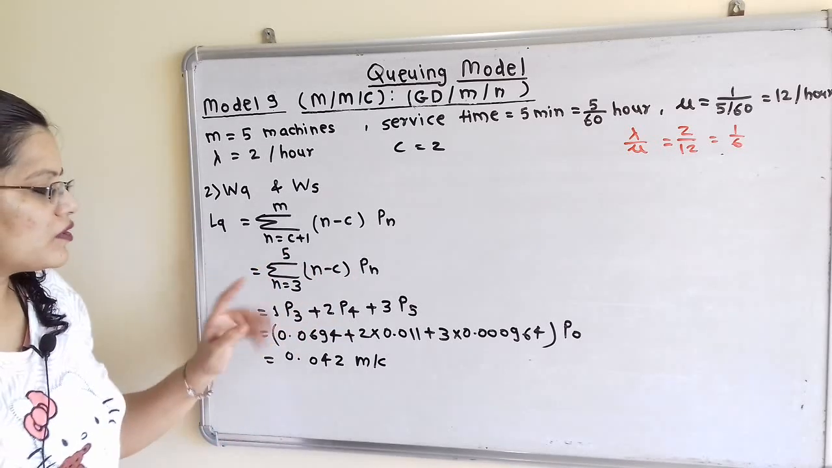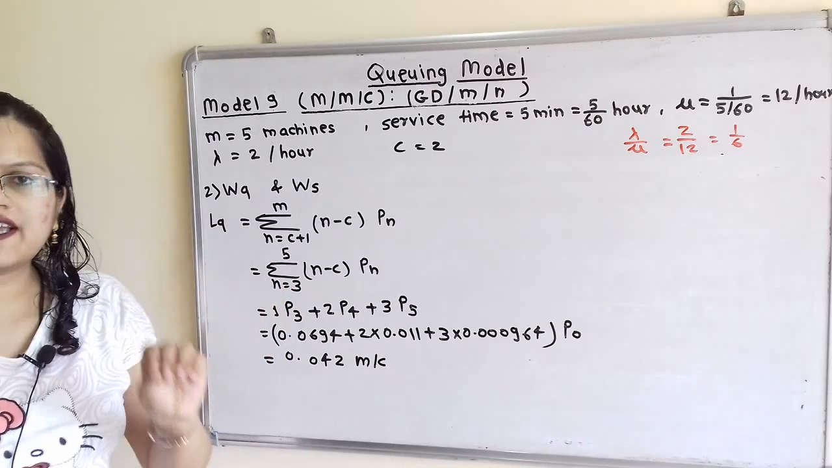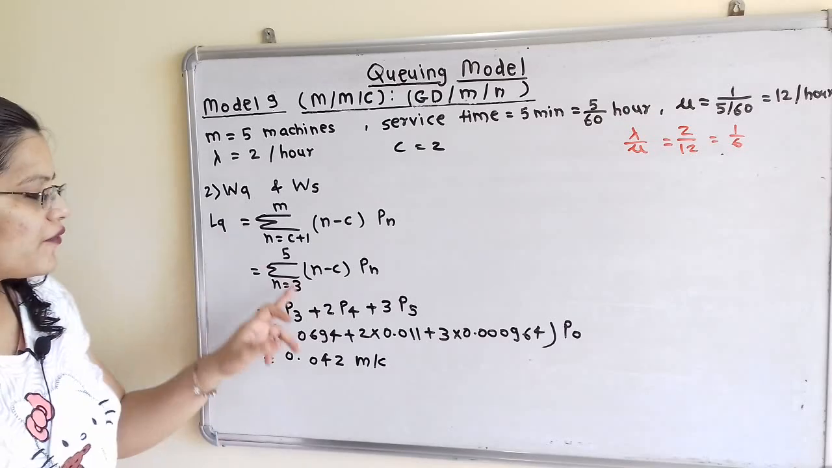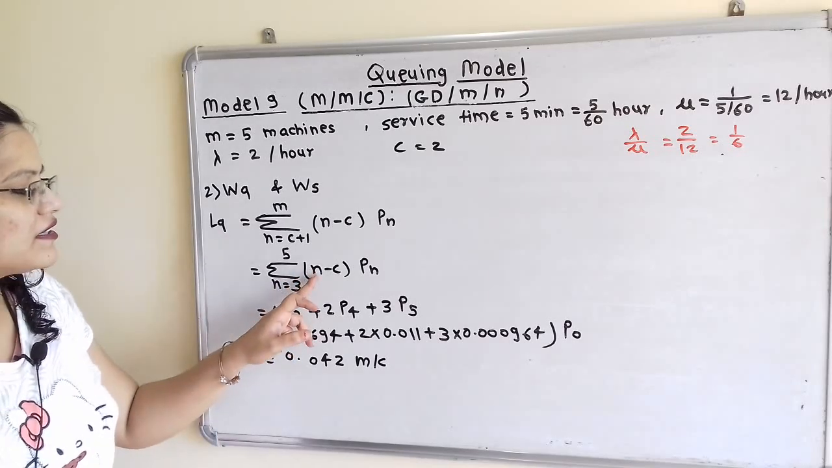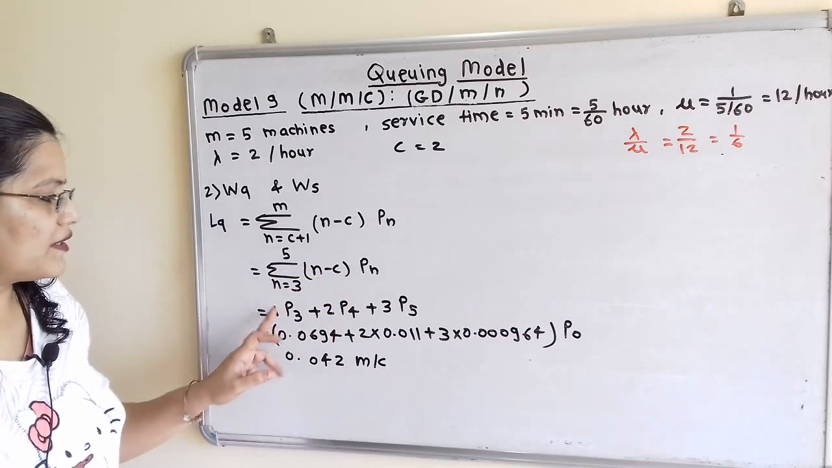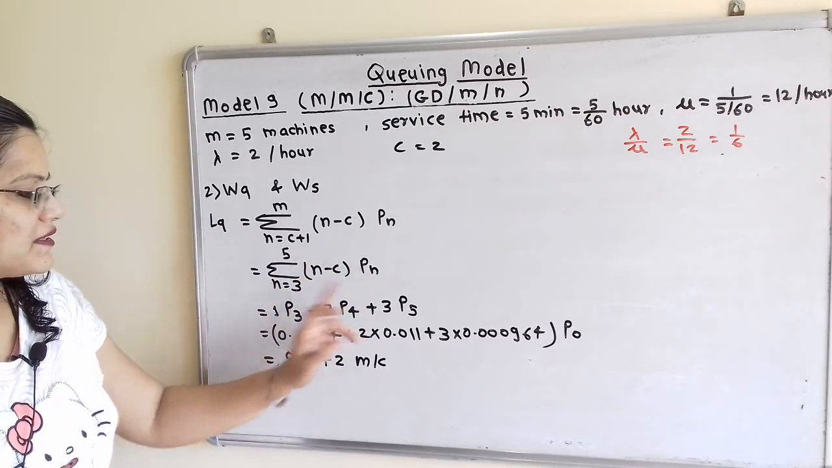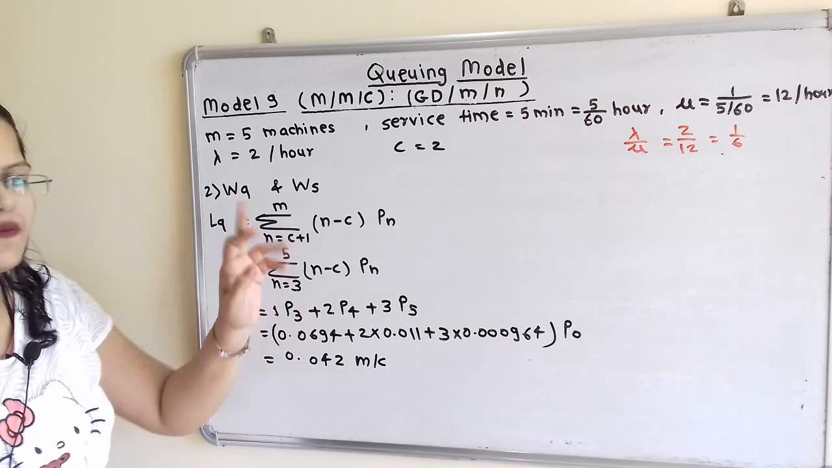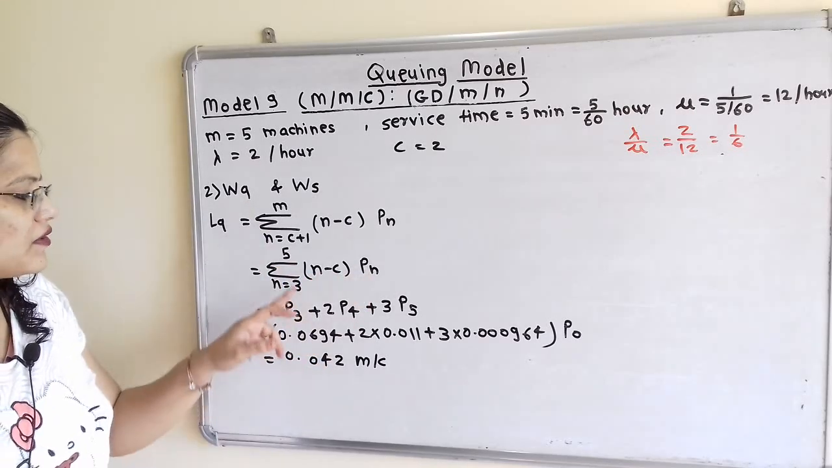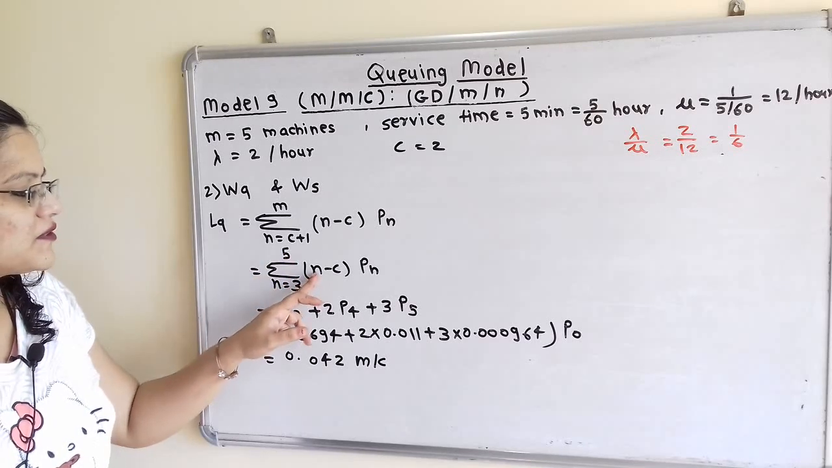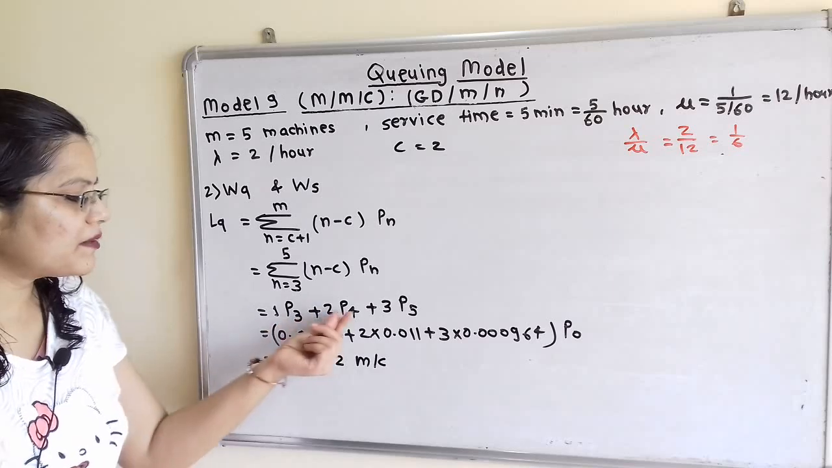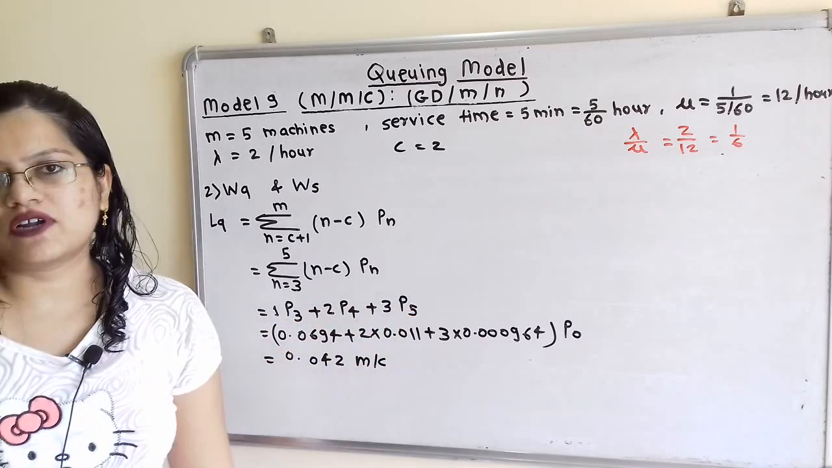Now we will put the values one by one, that is the range of n is from 3 to 5, that is 3, 4, 5. So when we put n is equal to 3, then here it will become 3 minus C, that is 3 minus 2, 1, Pn, that is P3, plus, now we will put 4, that is 4 minus 2, that is 2, then here P4, plus, now n is equal to 5, that is 5 minus 2, that is 3, Pn, that is P5.